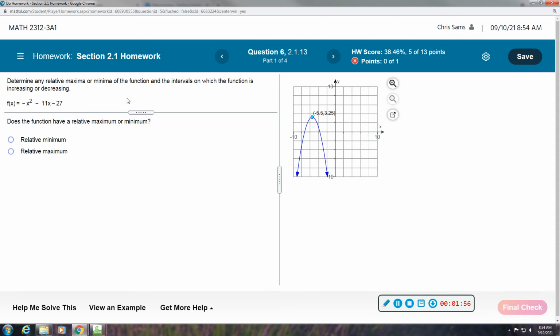Number 6, we want to determine relative maxima or minima, and then we're going to do intervals on which the function is increasing or decreasing. So we want to know, does the function have a maximum or a minimum? If I look at this graph, we see what we call a peak, like a mountaintop, a hill is what I call them. As your graph is increasing and then changes to decreasing, we get this hill. So this point will be a maximum.